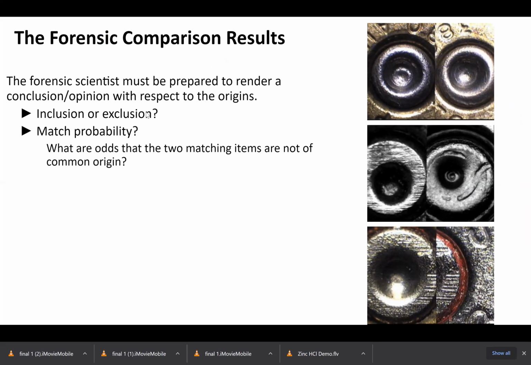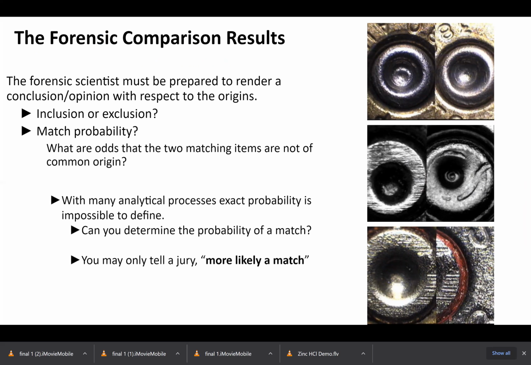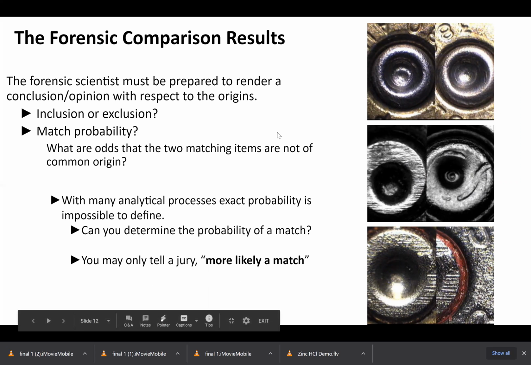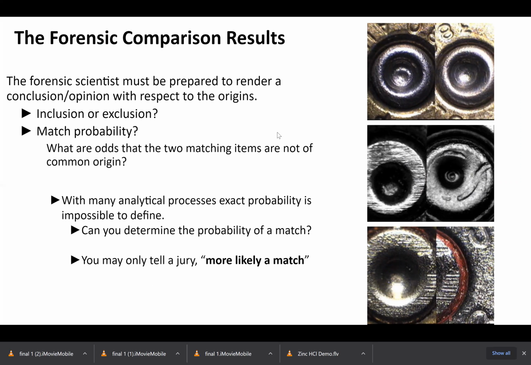The forensic scientist must be prepared to render a conclusion or opinion with respect to the origins of that sample. So basically, is it excluded? Did it not come from whatever the reference sample is, or did it? And what's the probability of the two that they are a match? In other words, that they came from the same origin. With many analytical processes, exact probability is impossible to define, so you may only be able to tell the jury that it is more likely a match.